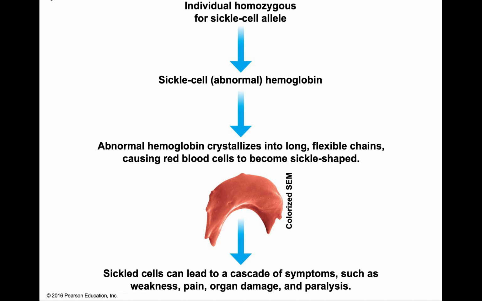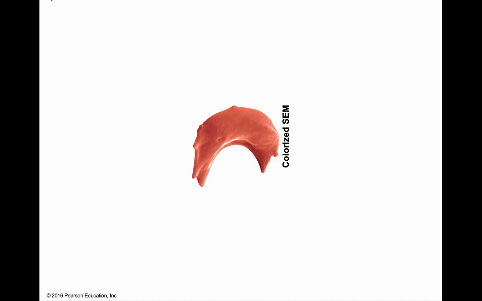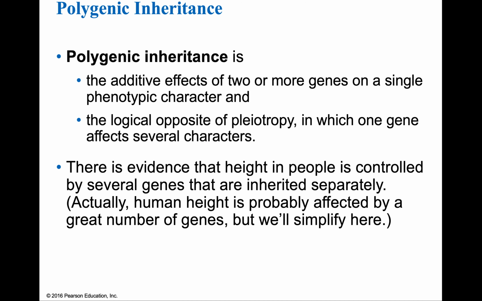Next slide. Don't care. Now the next term is called polygenic. Notice the definition. It says it's an additive effect of 2 or more genes, but on a single characteristic. So this is totally the opposite of pleiotropy. So with polygenic inheritance, 2 or more genes, but having an effect on a single phenotypic characteristic.